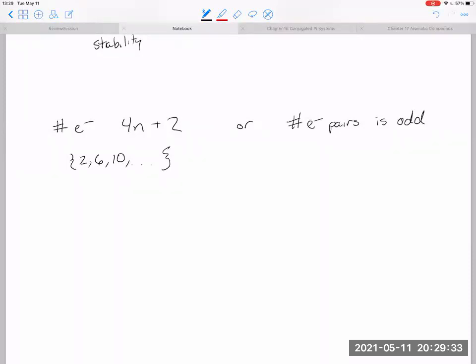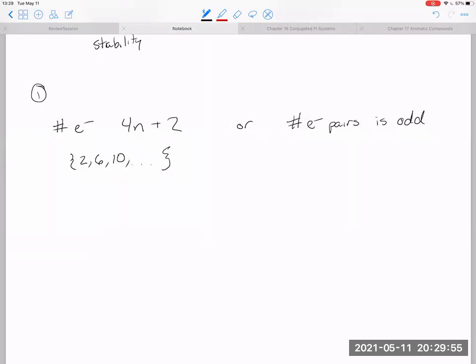Okay, so let's just take these. First of all, this is one rule for being aromatic. The other rule, which is way more straightforward, is it has to be in a ring. You can't have any sp3 hybridized carbons that are messing it up. You have to have a ring of conjugated bonds. So that's the first rule.